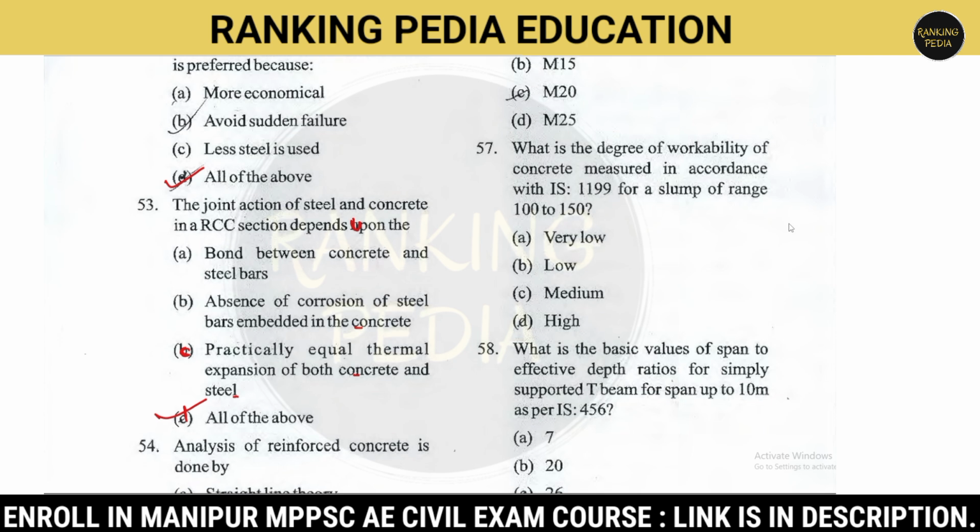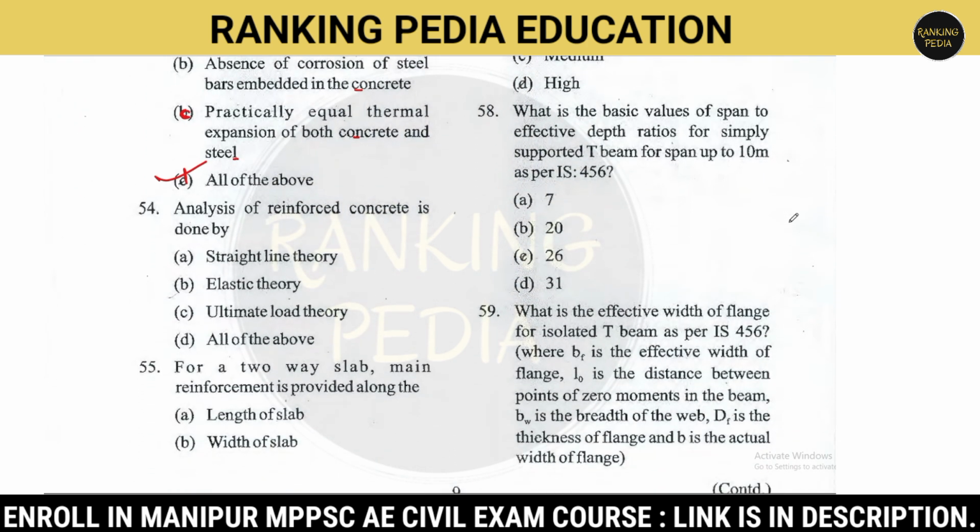Next is question number 54. Analysis of reinforced concrete is done by which of the following theories? Your options are given. First is straight line theory, B is elastic theory, C is ultimate load theory, or option D, which is all of the above. So analysis and design of reinforced cement concrete structures, that is RCC structures, have evolved over time, and all three methods mentioned here, straight line theory, elastic theory and ultimate load theory, are correct. So option number D, all of the above, is correct for question number 54.